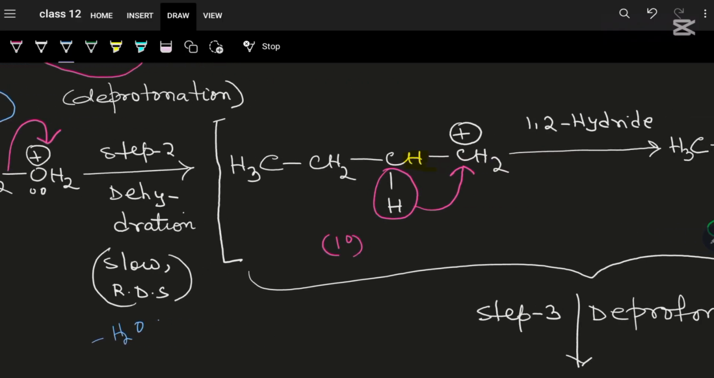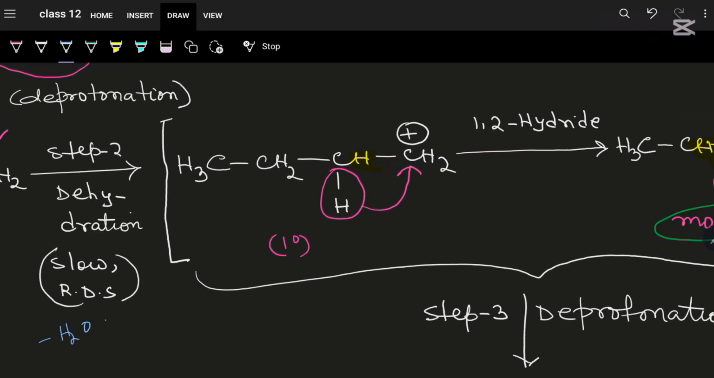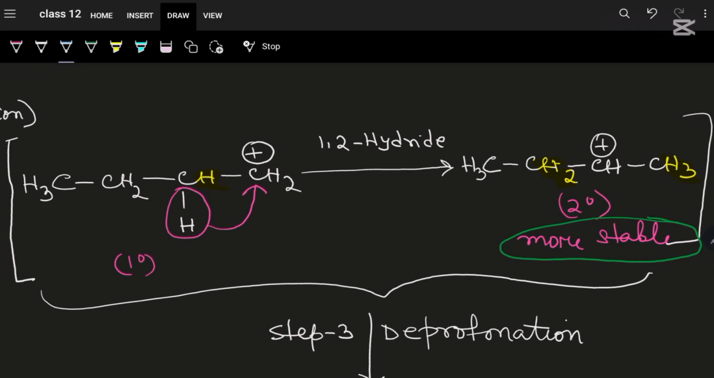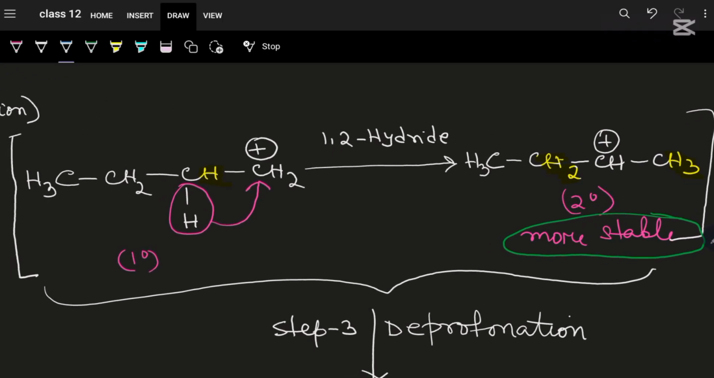This is the slow RDS, but the carbocation is 1 degree. So if you get a 1 degree carbocation, and if there is a scope of increasing the stability of the carbocation, do so. Here we can see that if there is a 1,2 hydride shift, then the 1 degree carbocation can actually generate a 2 degree one, which is more stable.